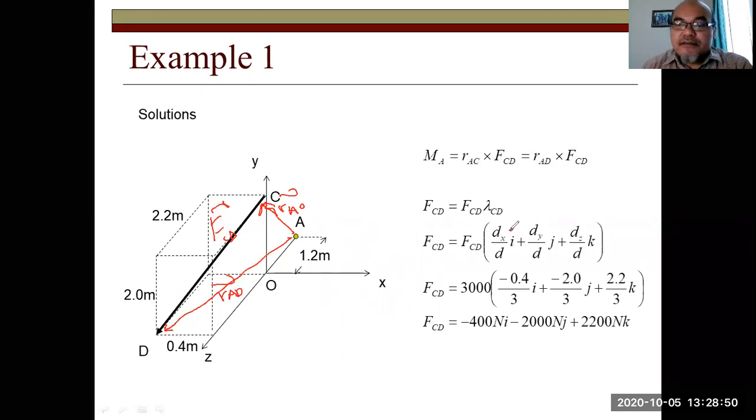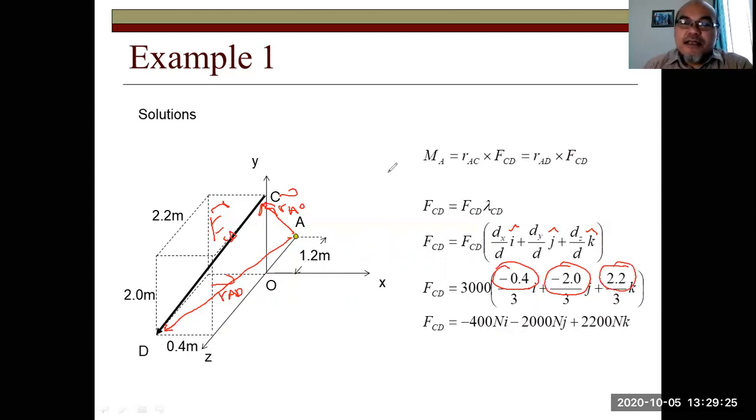Each is the unit factor. Do not forget to have the cap when you write it down by hand manually. Then for the 3000, the dx comes from C to D. dx is from 0, the coordinate at 0, to minus 0.4, okay? That's why this is minus 0.4. The dy is from 2 meter to 0, so that's why it is also minus 2. The dz is from 0 towards 2.2, that's why this is positive 2.2.